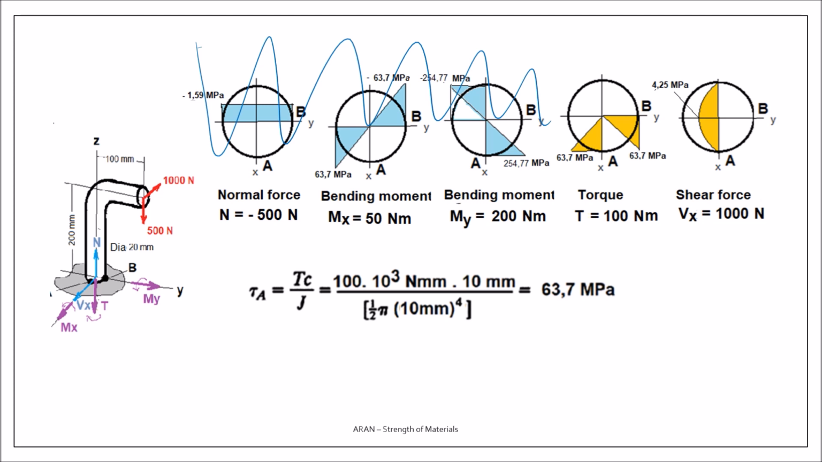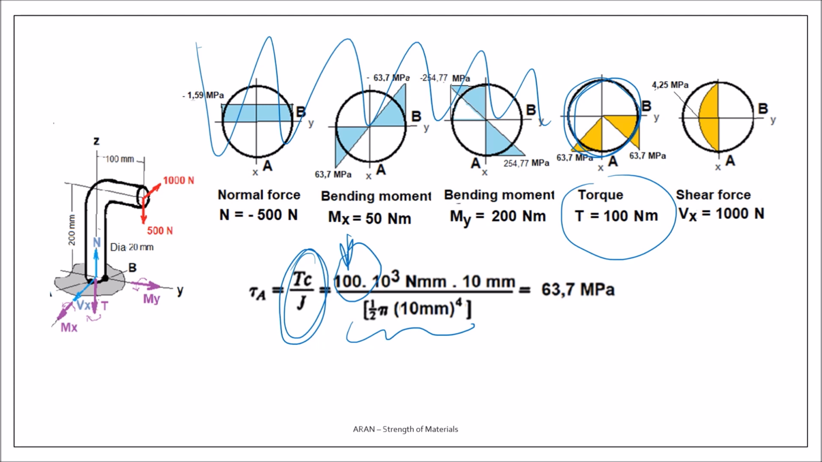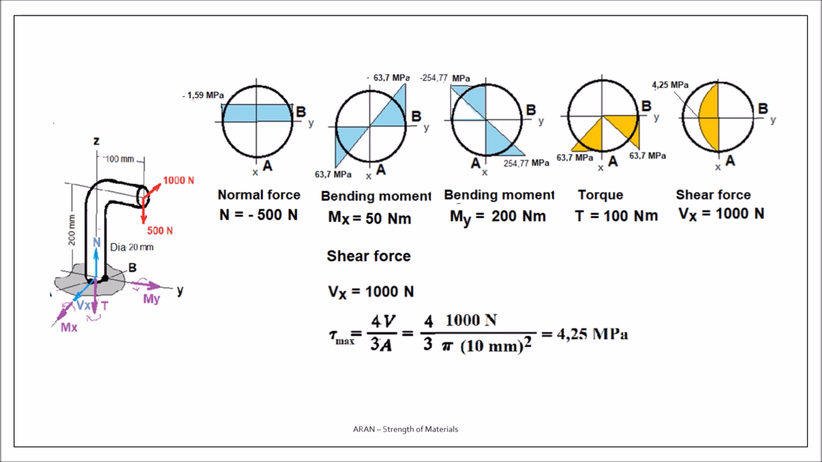Shear first due to torque. I have a torque 100, and all over on the surface I can calculate with the formula 100. This is the polar moment of inertia, this is the radius, and all over we have a 63.7 shear stress. And the last one, that is the shear force. Shear force is acting like this, and it has maximum in the YY direction. So on the YY axis, it's the neutral axis, it's 0 over here and 0 over here.